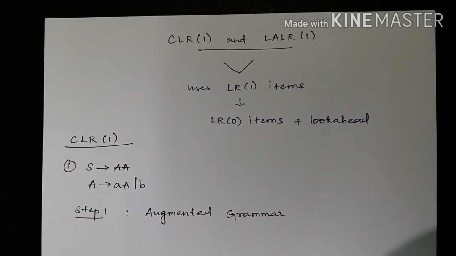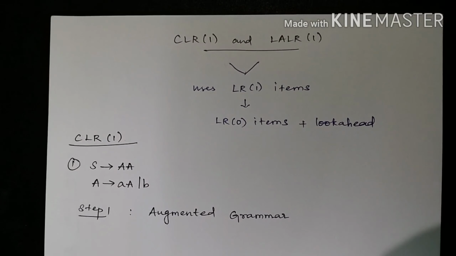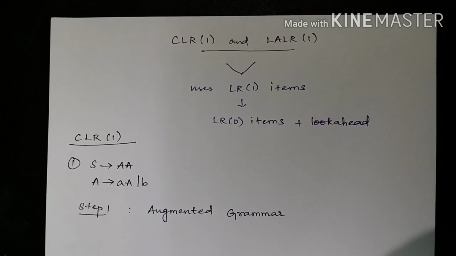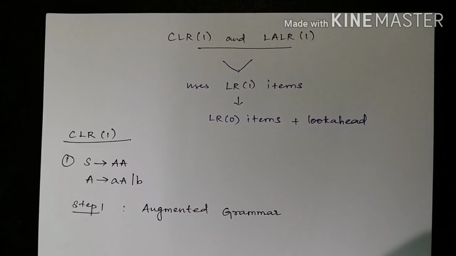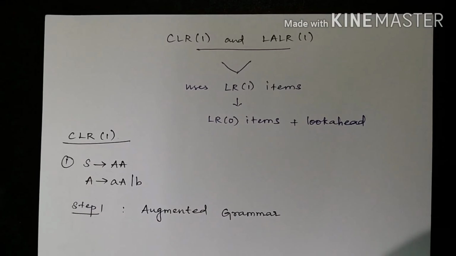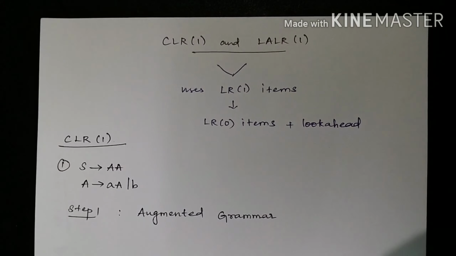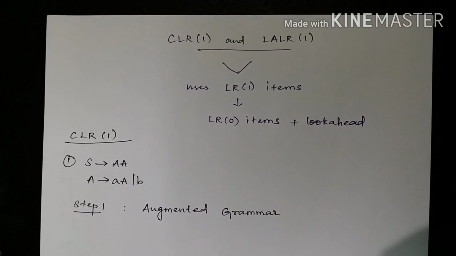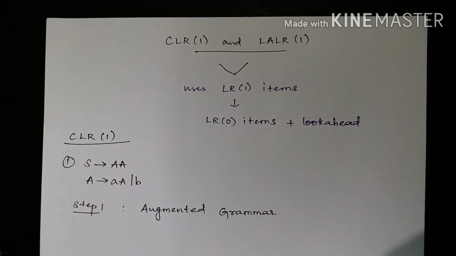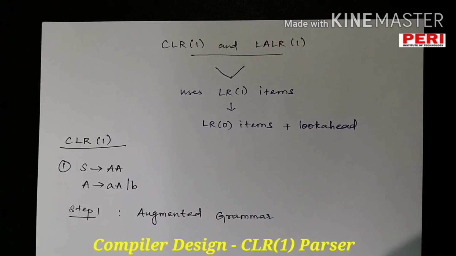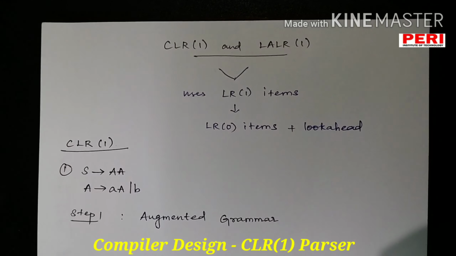The video is for BE CSE students, third year, 6th semester, Regulation 2017. And the topic is from the subject Compiler Design, Unit 2, which is Syntax Analysis. The topic is LR Parser. This video is the continuation of the LR parsers that I have done before. In this video, we'll be discussing the CLR1 parser and the LALR1 parser.